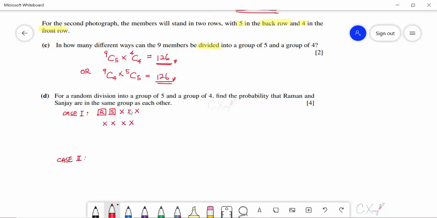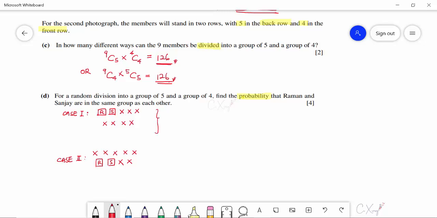For case number 2, you should imagine that Raman and Sanjay are both in the front row. So if they are in the front row, that means they already occupy 2 slots for the front row and still have 2 empty slots for the front row. So they are asking for the probability. Therefore, to calculate the probability for case number 1, how can we do that?